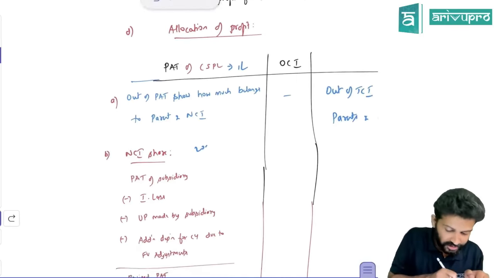NCI we have already derecognized. The entire NCI we have derecognized. Correct? NCI's share we have already given. We have already derecognized, so we don't have to worry about this. This parent share of 5.4 crores is an OCI item. But you have to check whether this is a recyclable OCI or non-recyclable.